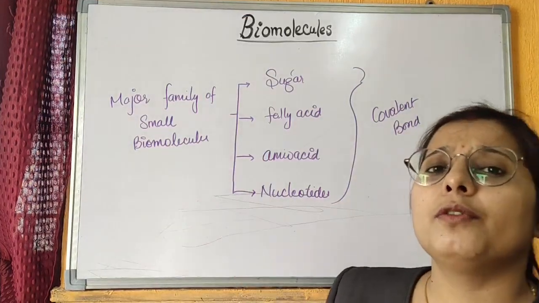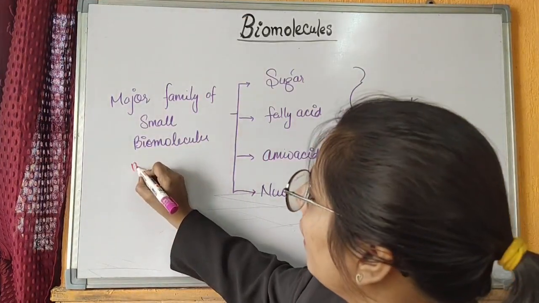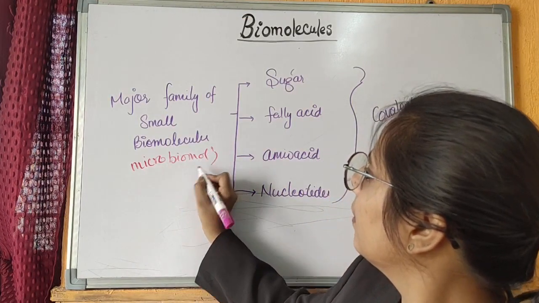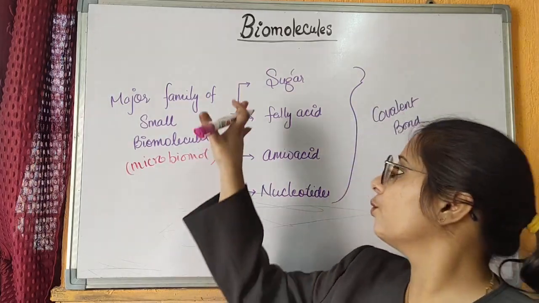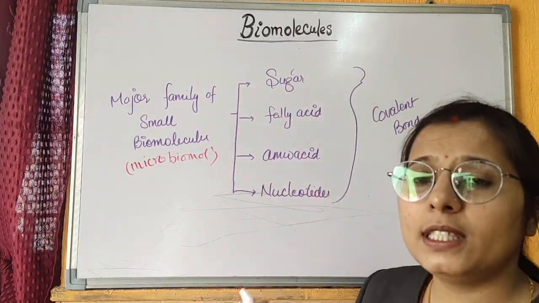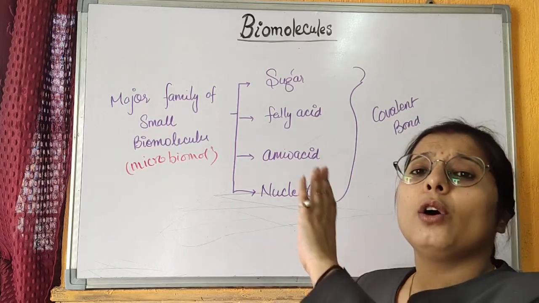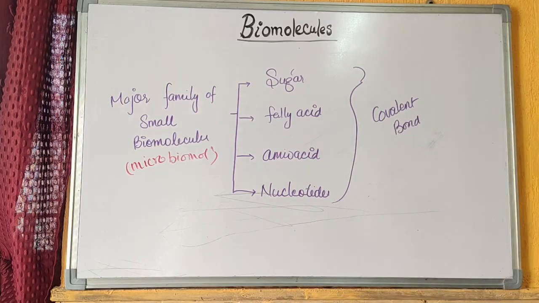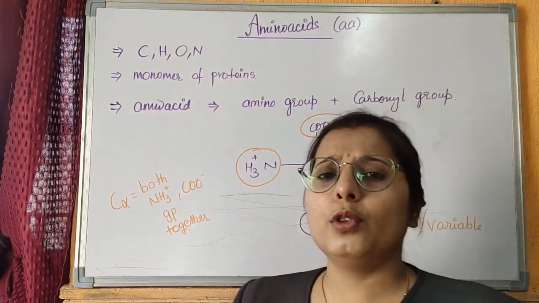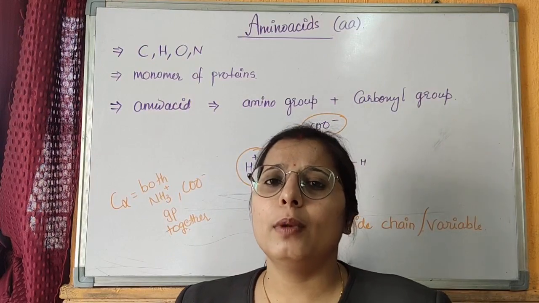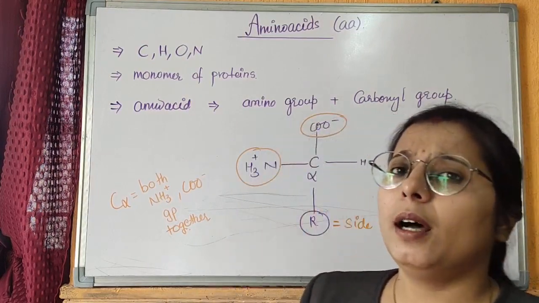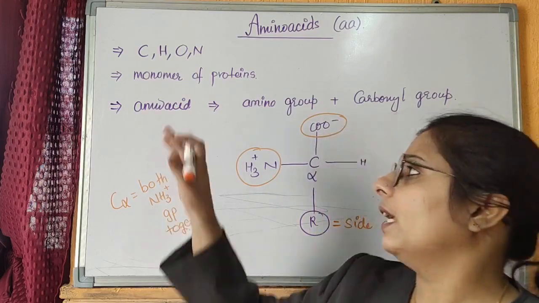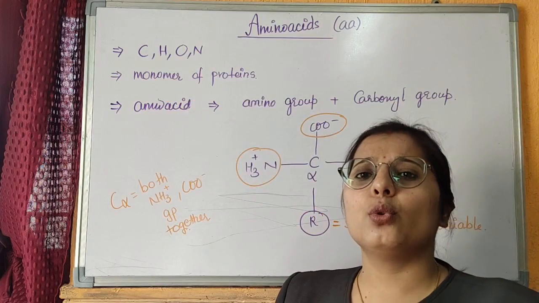The major family of small biomolecules or microbiomolecules includes sugar, fatty acid, amino acid and nucleotide, and all these four molecules have covalent bonds. From the four basic small biomolecules, first we will study amino acid. Amino acids are made up of carbon, hydrogen, nitrogen and oxygen, CHON.